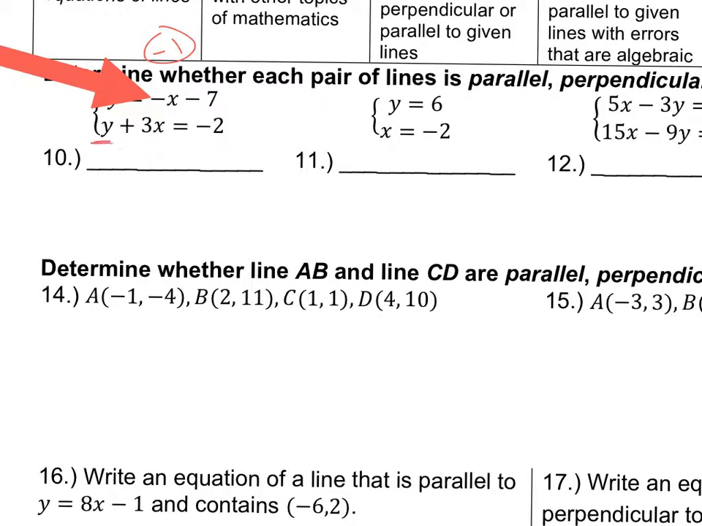But notice here we don't have the y by itself. This is not a y equals equation. So what we need to do is move the 3x to the other side to get a y equals equation. When we do that, notice the slope is now -3. Let me write that so it's more legible. So when I compare those two slopes, I see that they are not the same.